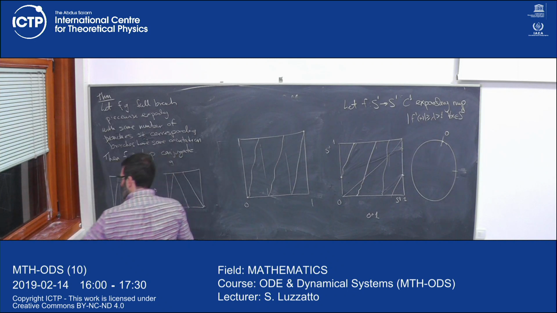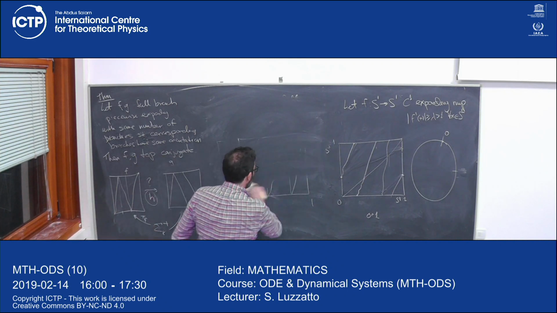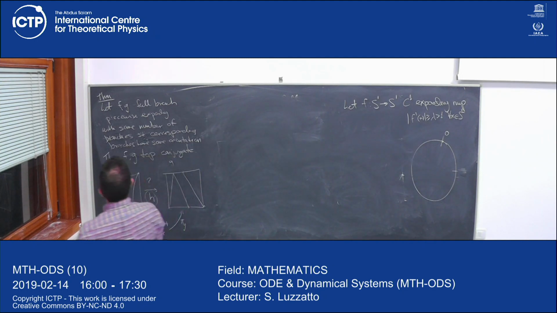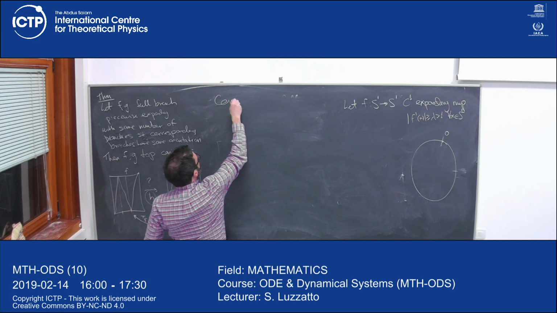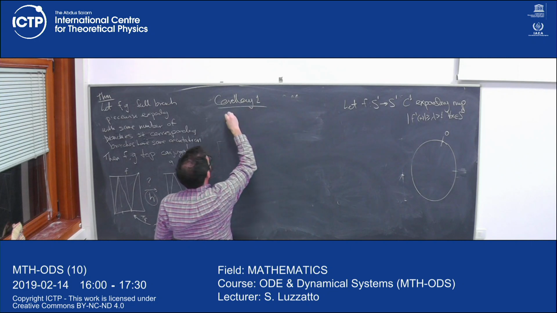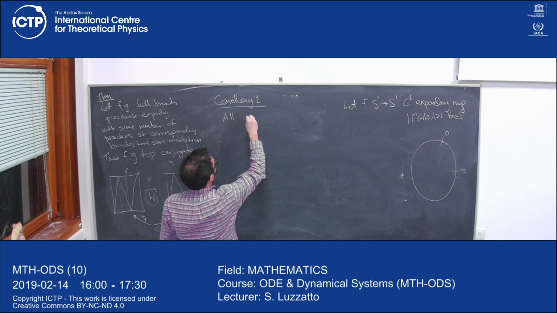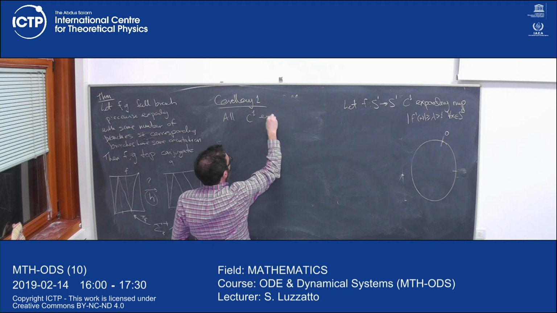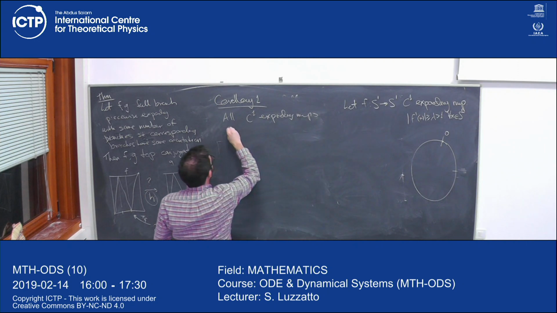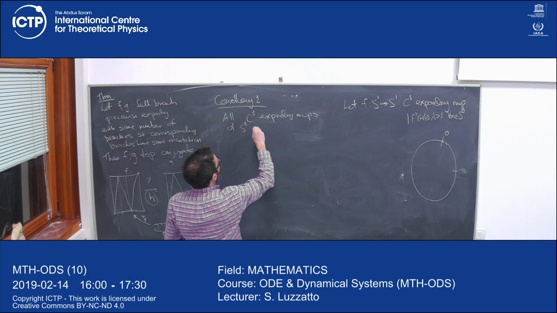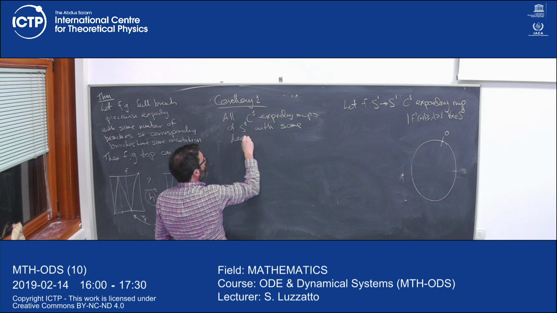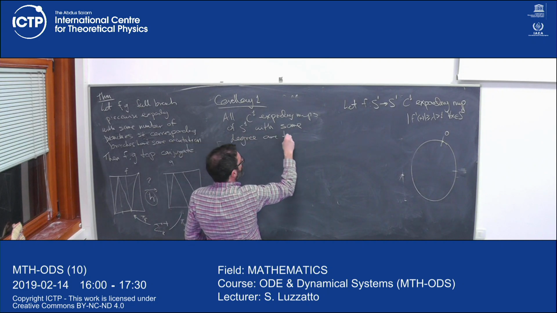Okay, so corollary, let me write that down. There are two corollaries that are important. The first corollary of this is that all C1 expanding maps of S1 with the same degree are topologically conjugate.